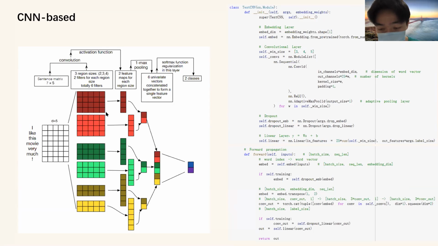Here we use TextCNN. TextCNN is a model which uses a series of convolutions whose kernel sizes are 2, 3, 4 to extract the features.